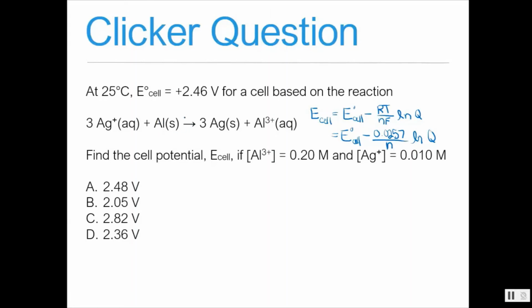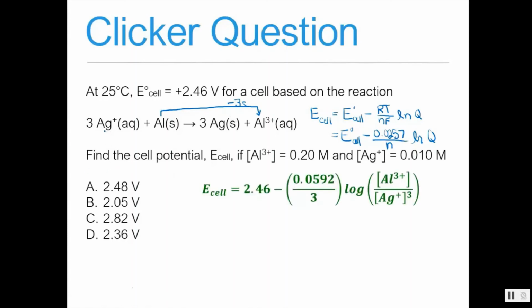So looking at this reaction here, I can see that the aluminum going to aluminum 3+ is going to require that I lose 3 electrons. Or we could look at these 3 silver ions, and we can see that those 3 silver ions are going to require 3 times 1 electron. Our N value then is going to be equal to 3.